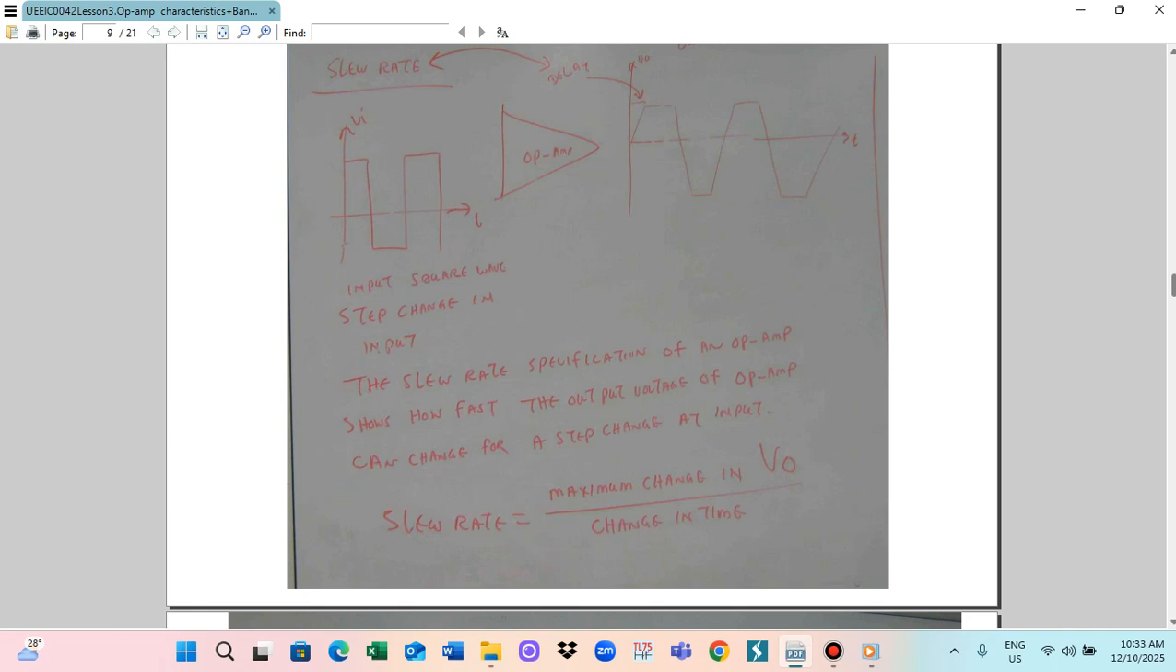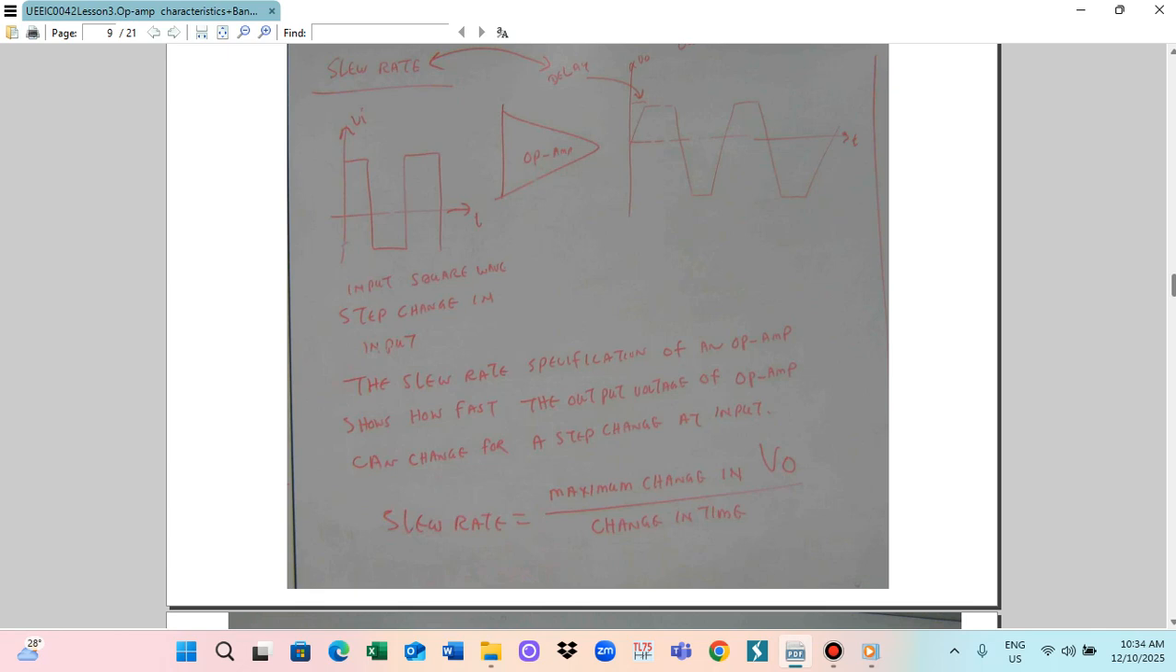So this one we also have as an equation. Slew rate equals the maximum change in VO, VO is the output voltage, divided by the change in time. So this is the equation we can use to calculate the slew rate. Slew rate means the maximum change in VO divided by the change in time. So this is the slew rate.